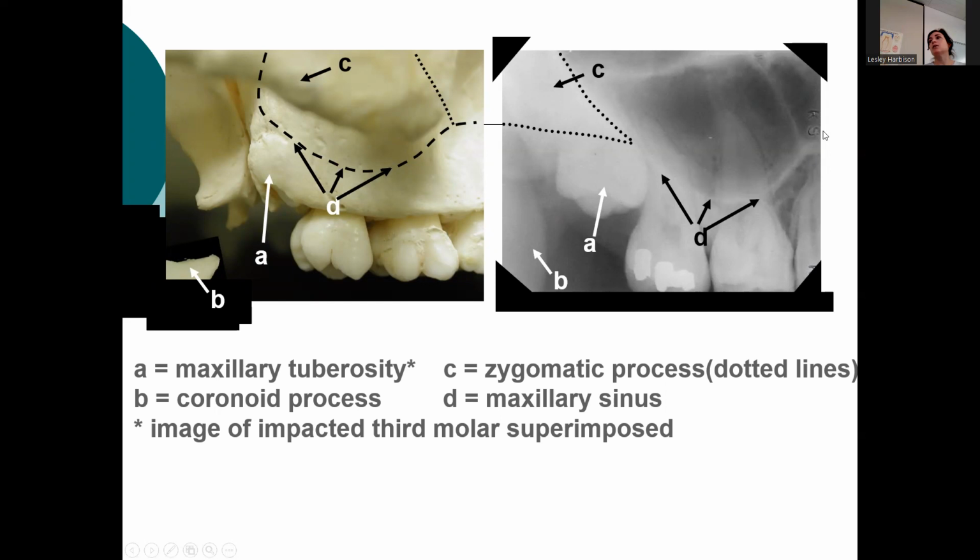Maxillary sinus. So we're coming down here. You can see how it's dropping down below the apices. It could just be the angulation that they took it. Yes, you can see apices in the sinus, and it might just be the angle that they took the film.